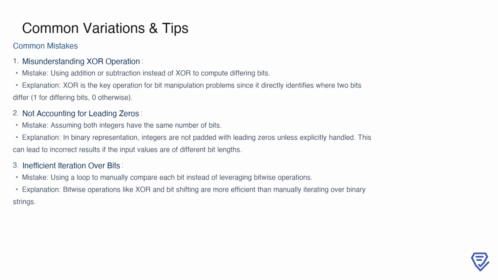Lastly, manually iterating over bits to compare them, instead of leveraging bitwise operations, is inefficient. Efficient tools like XOR and bit shifting allow you to process the bits directly and avoid the overhead of converting numbers to binary strings or using loops unnecessarily.